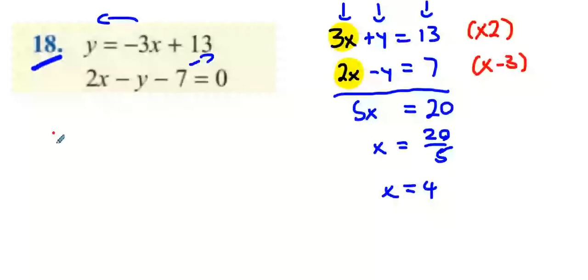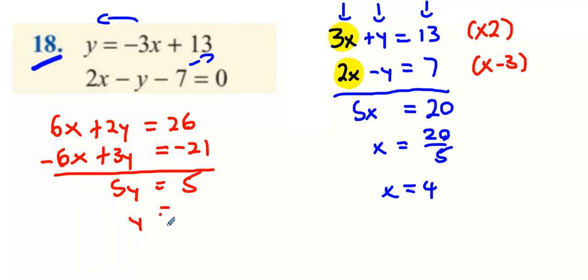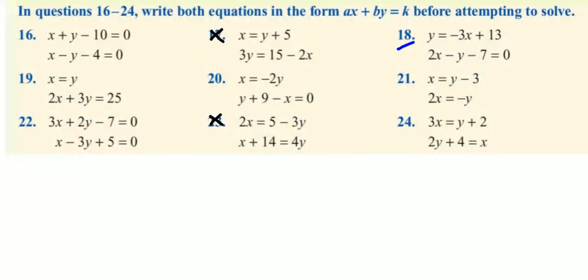2 times 3x is 6x, 2 times y is 2y, and 2 times 13 is 26. Next, minus 3 times 2x is minus 6x, minus 3 times minus y is plus 3y, and that will equal our minus 21. Finally, we'll get 5y equals 26 take away 21, which is 5, and y equals 5 divided by 5, which is 1. So look, that's question 18 done already, and we'll try something else now instead.